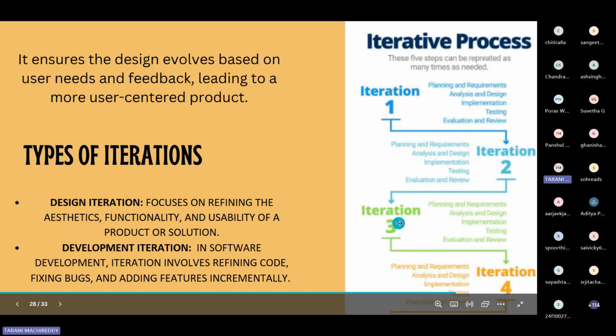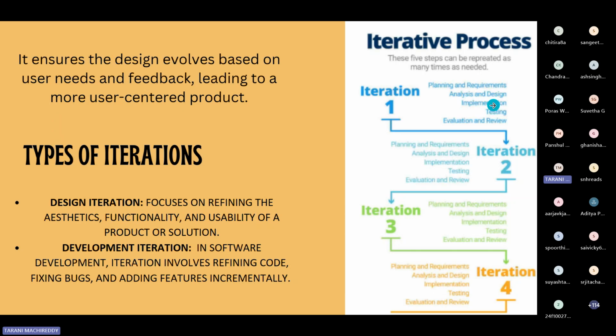As the picture shows, the iterative process involves planning, requirement analysis, and design implementation. Again, it is a continuous process. In the first iteration, we follow the above steps, and in the second iteration, we follow the same steps again to refine our product. Until our product is successful, we follow the same steps: planning and requirements, analysis and design, implementation, testing, evaluation, and review. So these are the five steps repeated as many times as needed in the iterative process.